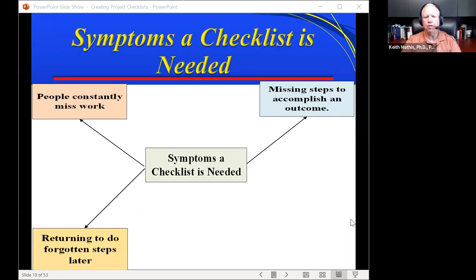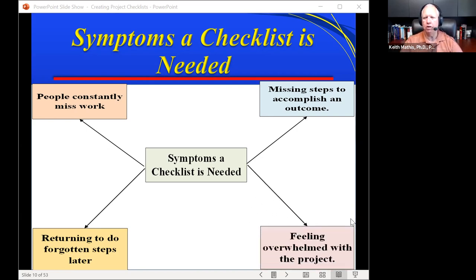Third thing would be returning to do forgotten steps later. That is frustrating. And many times it takes more time because you're trying to piecemeal this thing together in order to do that. And then the fourth way that lets you know that you might need a checklist is you're overwhelmed. You feel overwhelmed. The people feel overwhelmed. You can see by working with your team, they're overwhelmed with all the stuff they're trying to do.